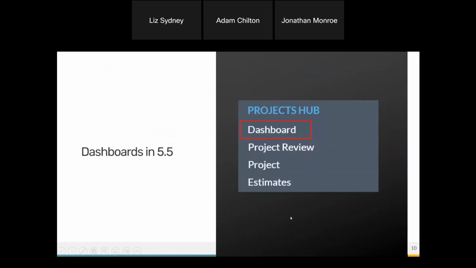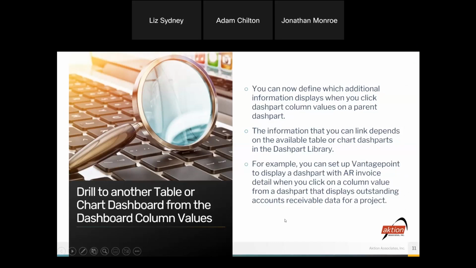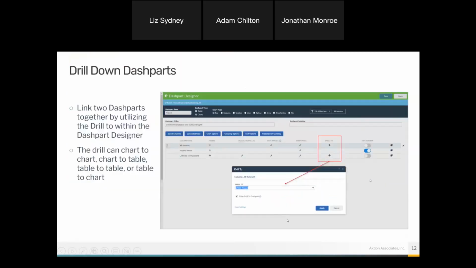They've brought back some, I'm going to call these fan favorite features with dashboards, and I think they've made some really good improvements here. So one of the biggest ones is now you can drill to another table or chart from a dashboard. You can do it within the dashboard itself. And I do want to show you that one. We will demo that one in just a moment. The information that you can link depends on the available table or charts from the dashboard library. And they've also changed the access to the dashboards library. So we'll look at that coming up as well, right?